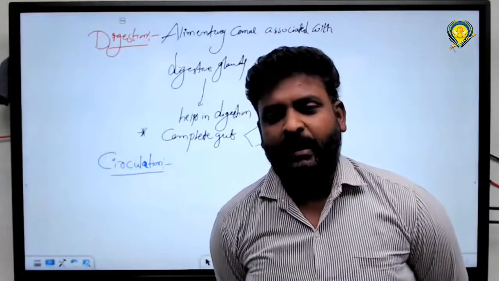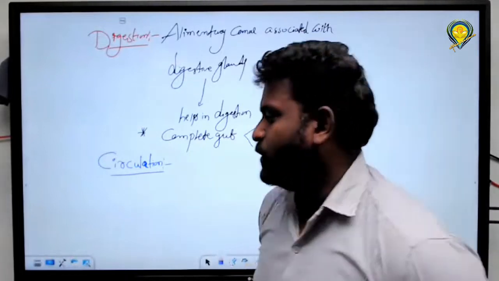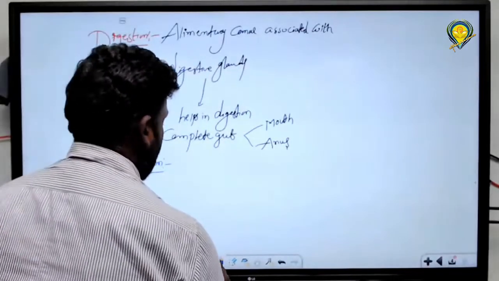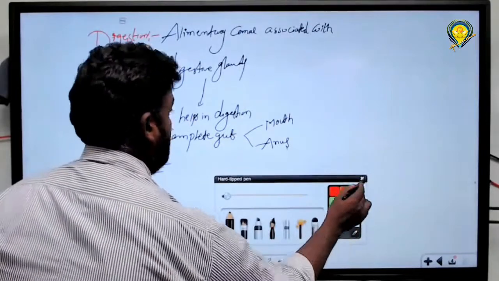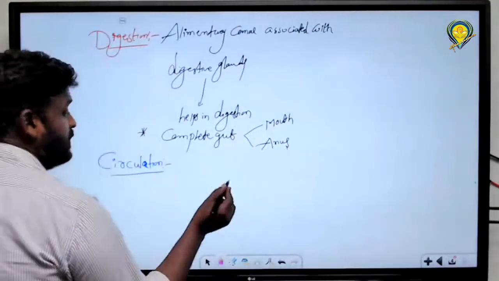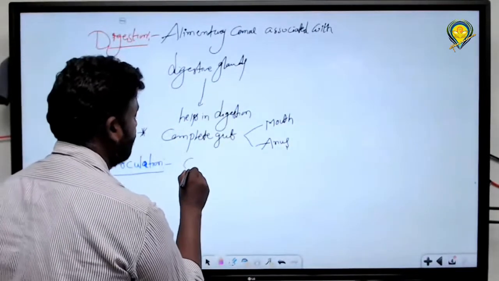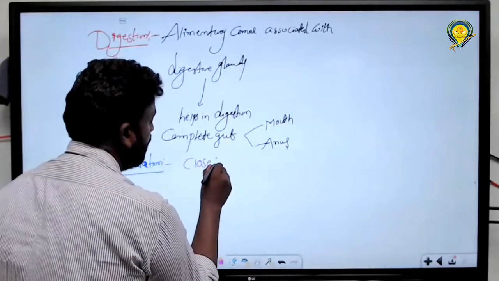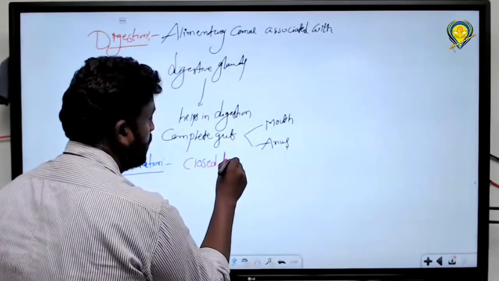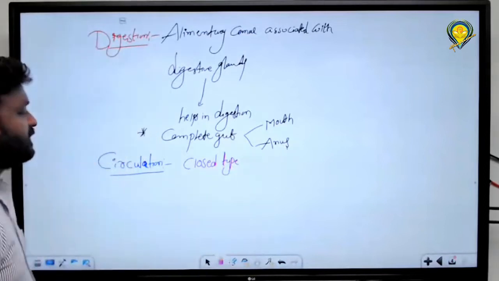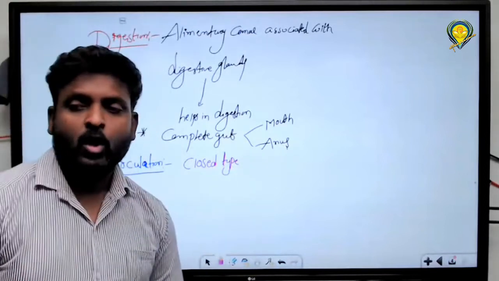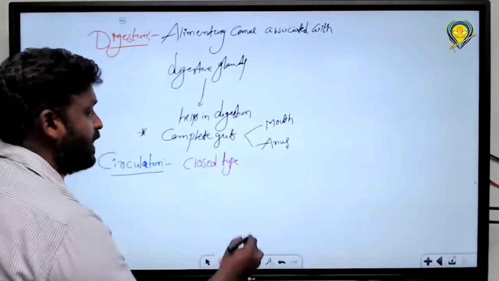Circulatory system of annelids, open or closed type? Closed type, right? The first animal which exhibits the circulatory system of closed type is the annelids, right? Closed type of circulatory system. Closed type of circulatory system means what do we have?